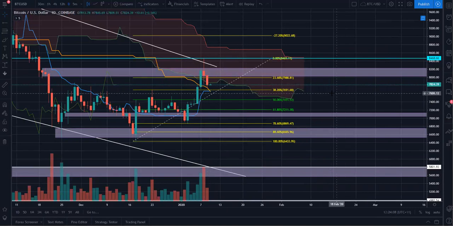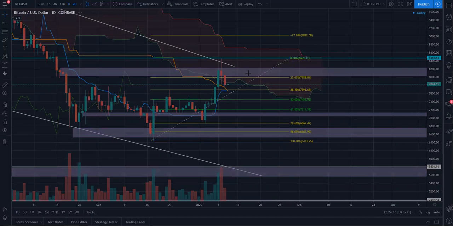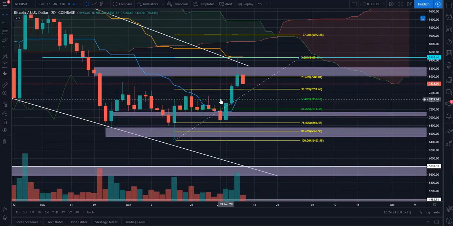We're just about to get a TK cross there. And we can sort of see that occurs around the 38 level as well. If we go to our 2-day, we can see that our baseline is very well lined up with our 50 fib level at the minute, indicating that this could be quite a good level of support.